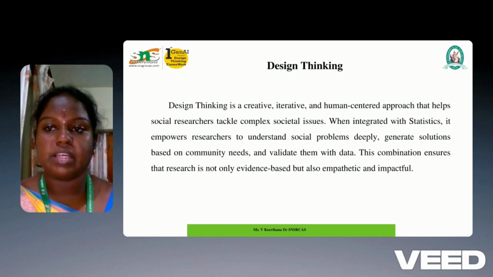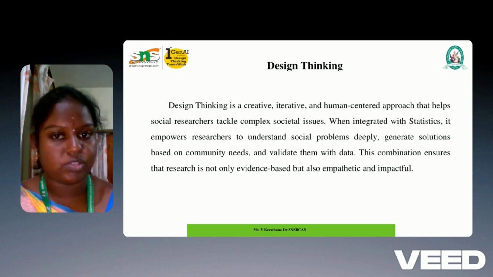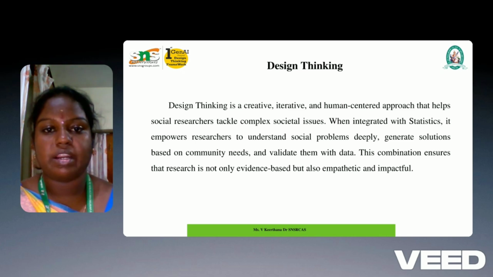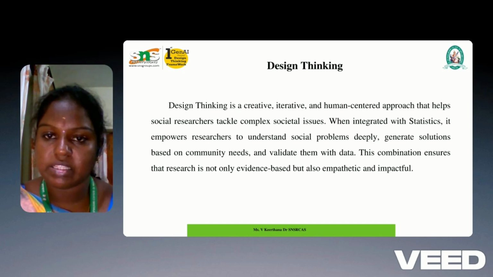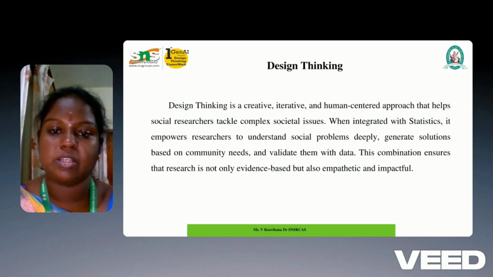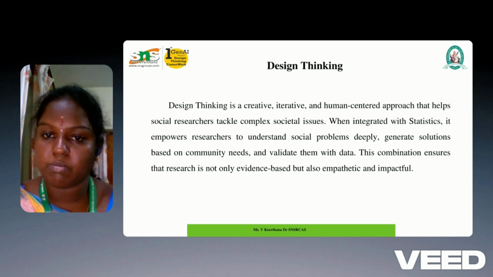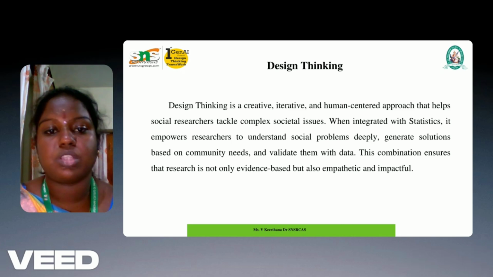In design thinking, we already know that we have five stages. The first is empathize, then define, ideate, prototype, and test. It provides a clear pathway for applying statistical tools to real world social problems. Empathize means understanding the people's needs. Researchers can begin by immersing themselves in the social environment through interviews, focus groups, and observation.